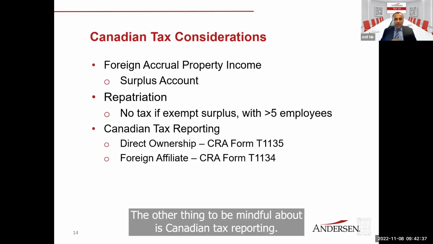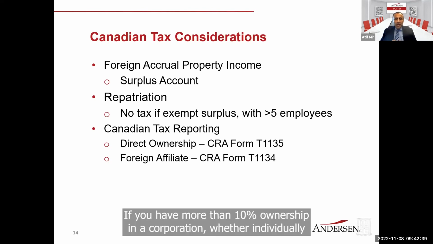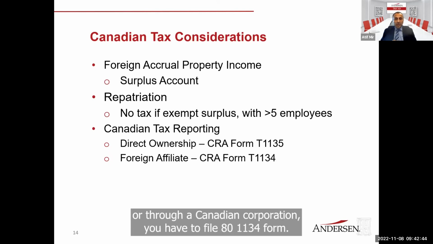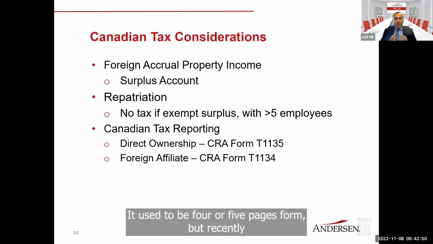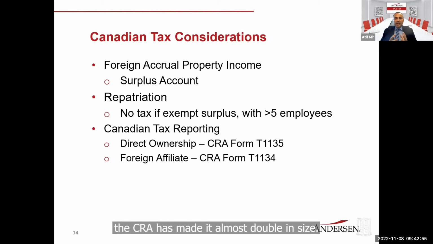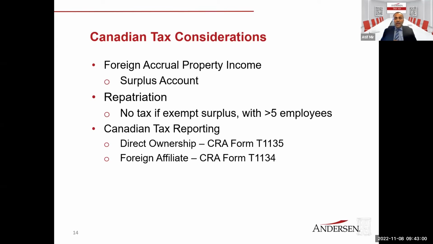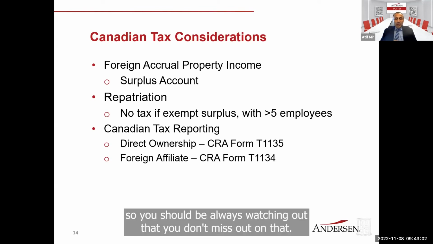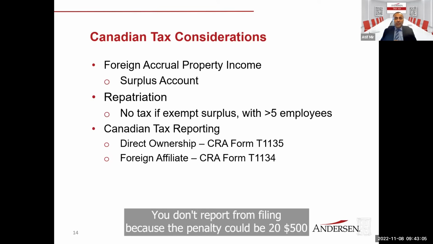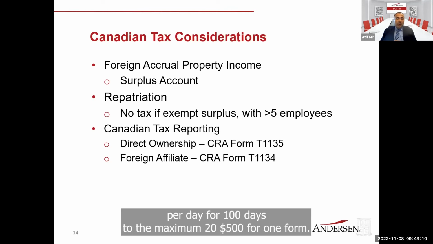The other thing to be mindful about is Canadian tax reporting. If you have more than 10% ownership in a US corporation, whether individually or through a Canadian corporation, you have to file a T1134 form. It used to be a 4 or 5 page form, but recently the CRA has made it almost double its size. There are a lot of things they want reported in it. So you should always watch out that you don't miss the T1134 form filing, because the penalty could be $2,500 per day for 100 days, to a maximum of $2,500 for one form.